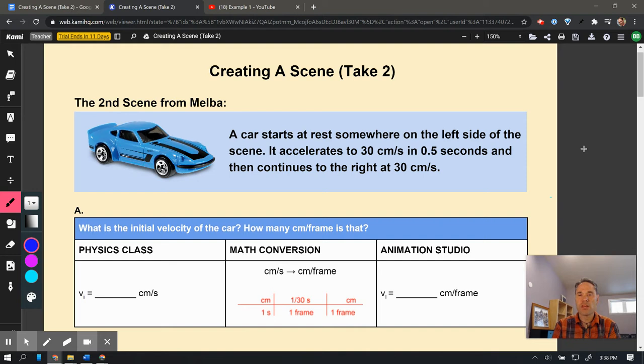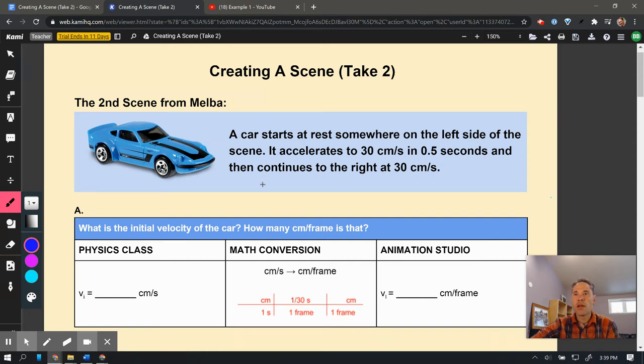So Melba starts out here and she says that the second scene from Melba is that a car starts at rest somewhere on the left side of the screen. It then accelerates to 30 centimeters per second in 0.5 seconds. And then it continues to the right at 30 centimeters per second. So this sounds very familiar, and much of this will be the same as before. But we've got some ideas kind of breaking it down. I'd like to go ahead and show you.